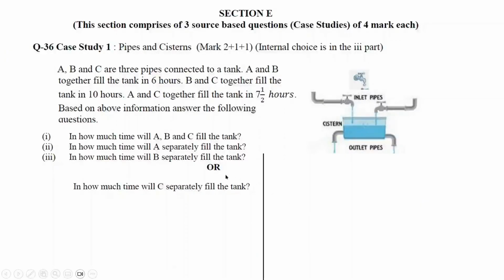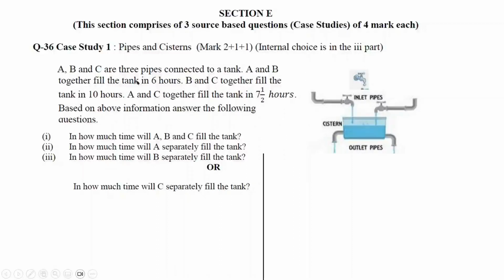Moving on to the next question. These are source based questions of 4 mark each. The first case study is pipes and cistern. Here the mark allocation is given. It is 2 plus 1 plus 1.